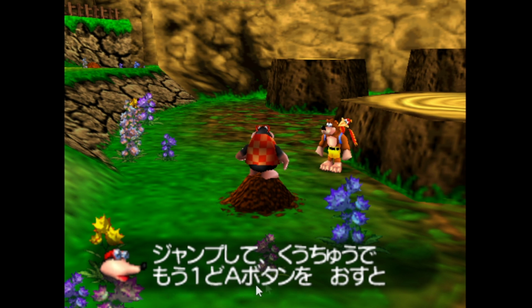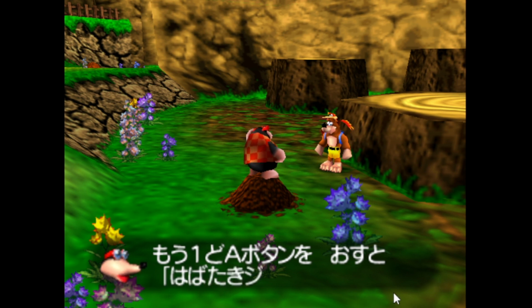A button wo osu to, press the A button. And I like to think of this as kind of a conditional, this to, osu to. And like I said, probably a good way to think of it is to just think of it as to, meaning and. Press A and this will happen. But it's probably more like, if you press A, this will happen in the Japanese. But yeah.